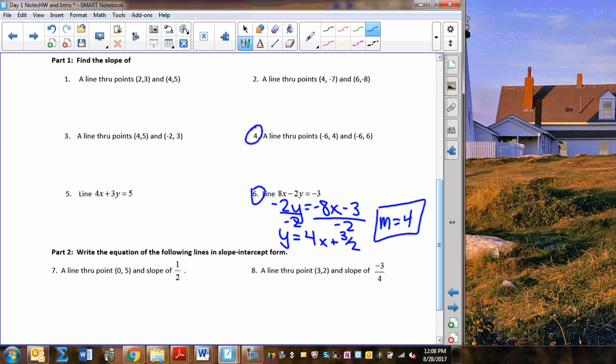Alright, now with number 4, did we have something funky happen? Kind of funky. Yeah? Alright, what did we get when we did our slope formula here? What was our simplified fraction? 2/0. So when we did, I'll go ahead and set this up for you. So y minus y, 6 minus 4, over x minus x. Negative 6 minus a negative 6, plus a positive.